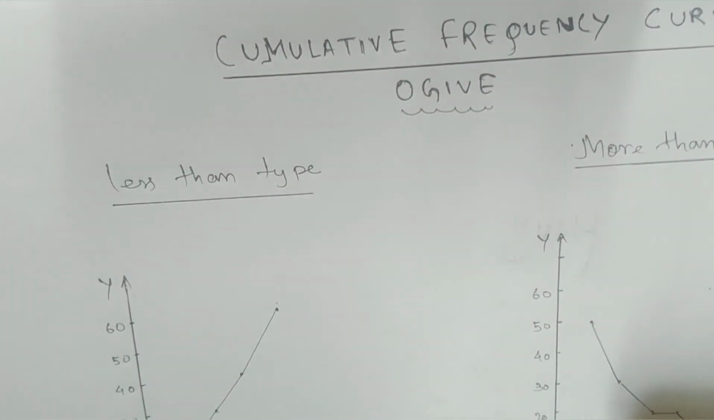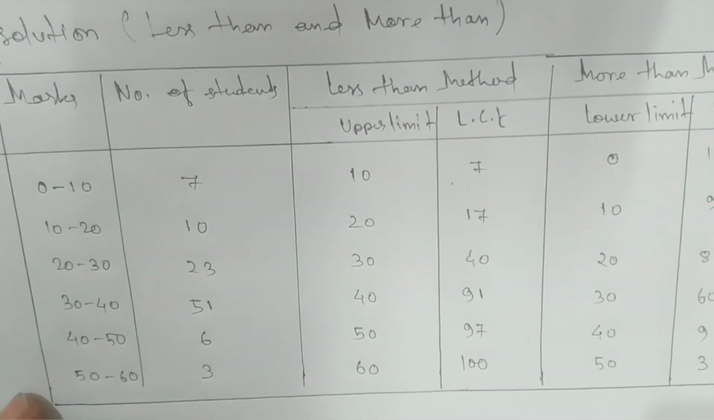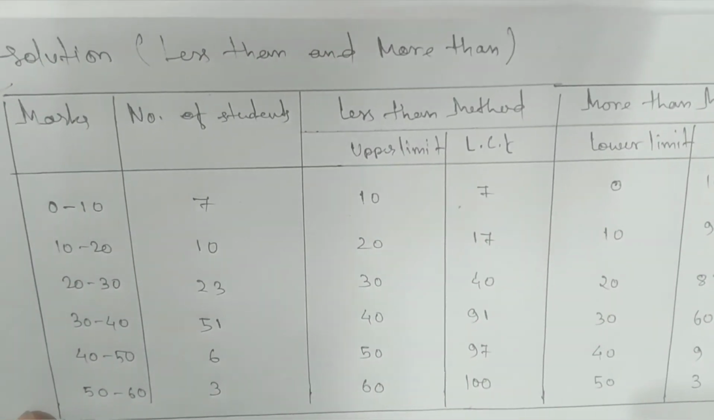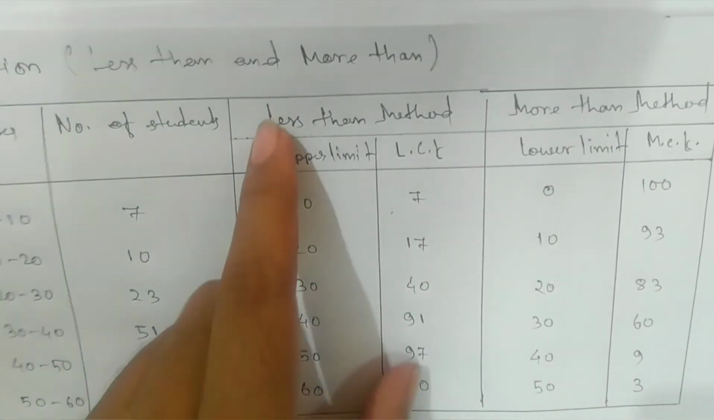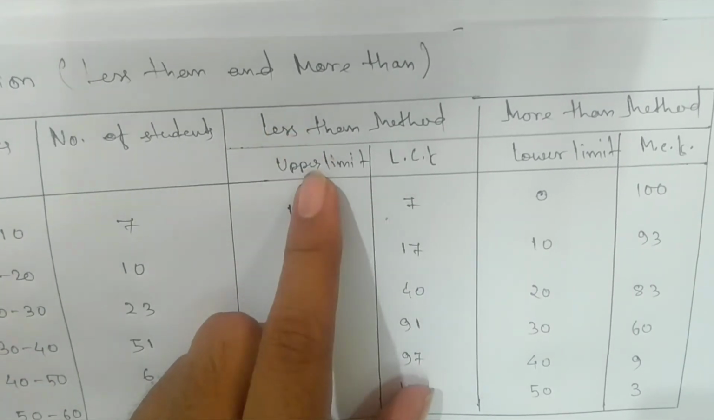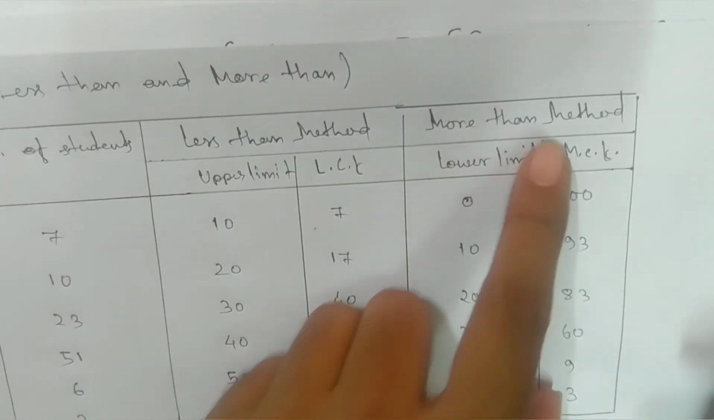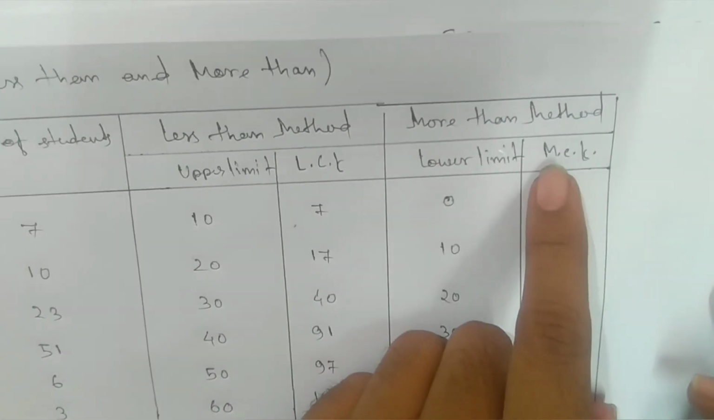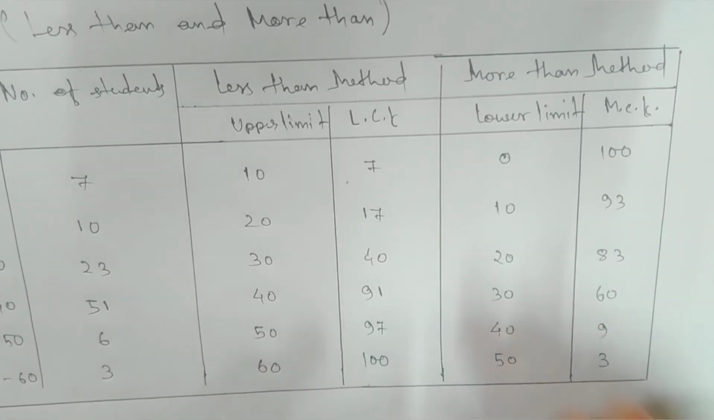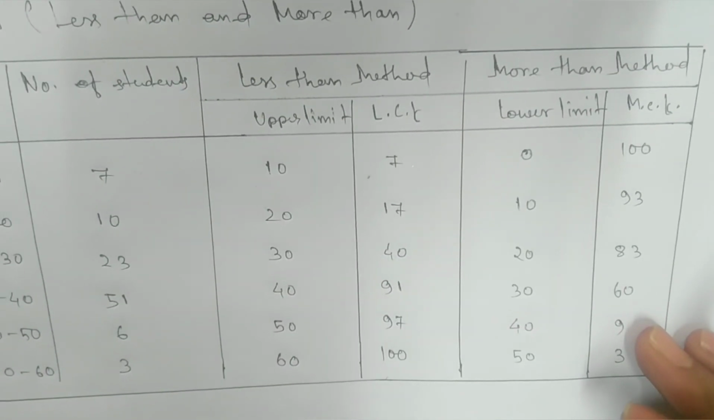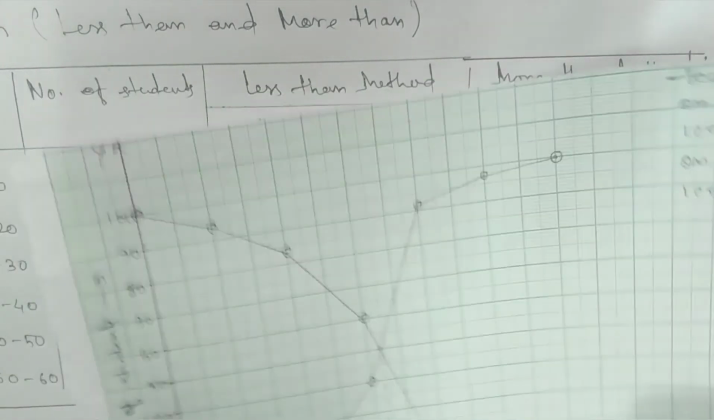So we need to make compact data here. This will be your table for less than and more than. So marks, number of students, less than method: we'll write the upper limit, less than cumulative frequency. For more than: lower limit, more than cumulative frequency. Same data together. After that, the same data we're going to plot on a graph.